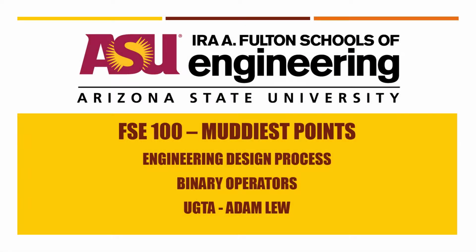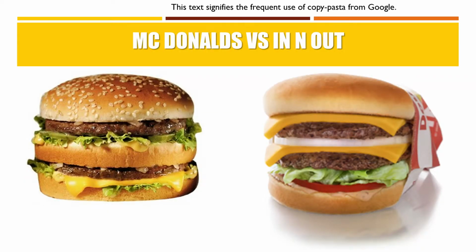Before we jump into the engineering perspective, I want to provoke some thought by asking, what makes a good meal? To do this, I'm going to compare the McDonald's Big Mac to the In-N-Out Double Double. Both of them are burgers, and they have relatively the same ingredients, but they're going to have different texture, taste, and a level of quality.